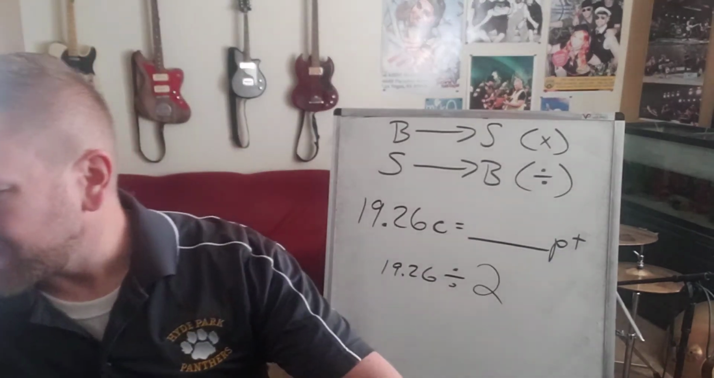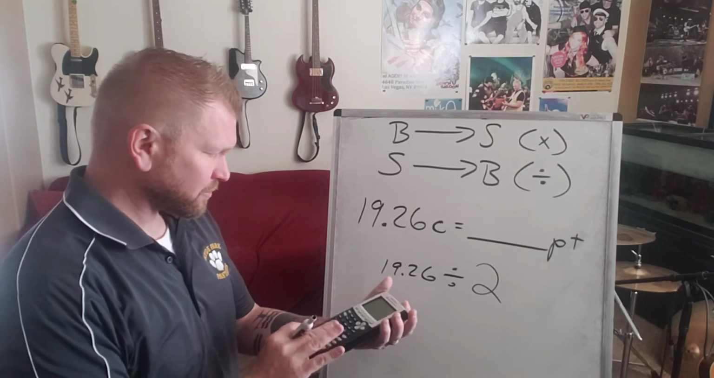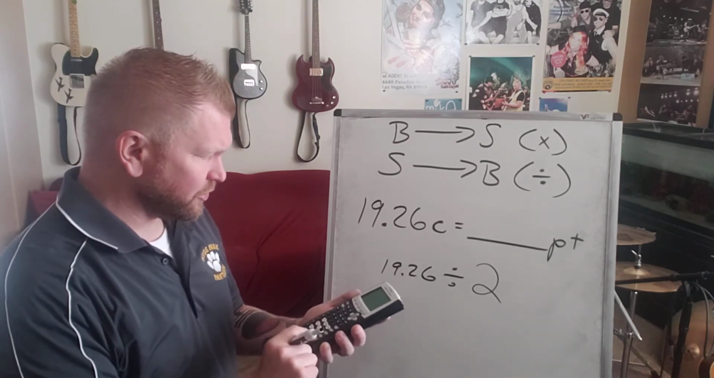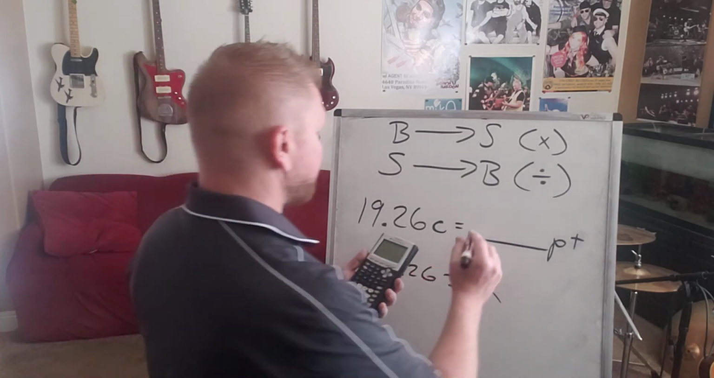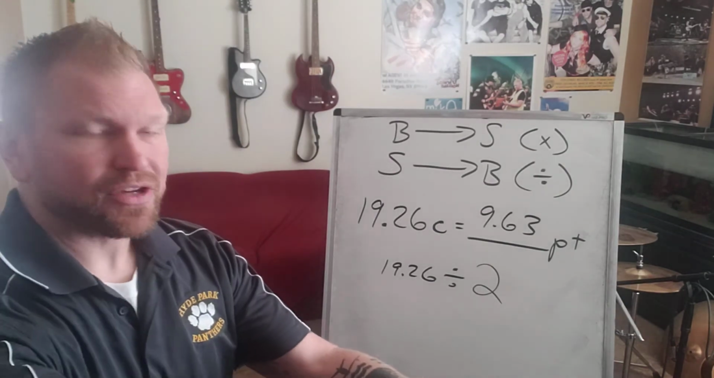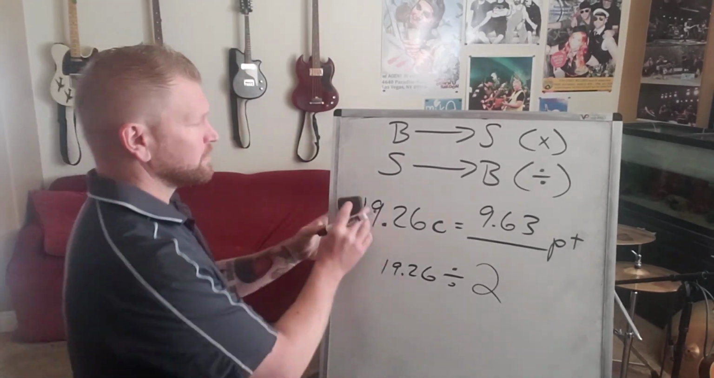So again, then you could just grab your calculator if you want to. You could divide it by hand as well. This one's not too bad. 19.26 divided by 2 equals 9.63. And these are the types of questions you're going to have on the quiz. It is open calculator. Let's do a few more examples.